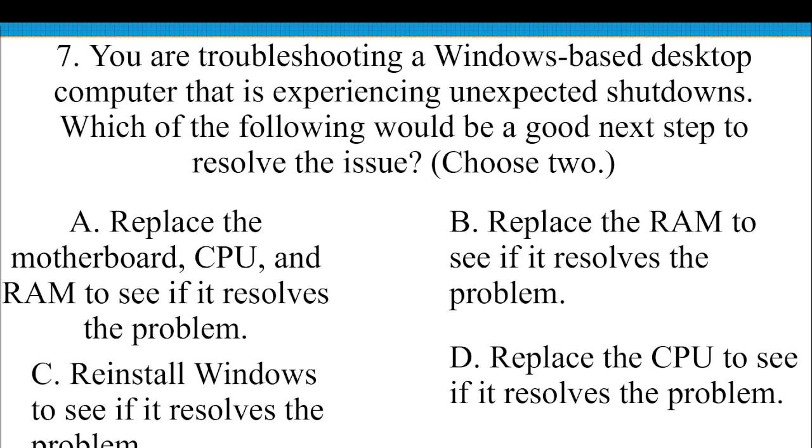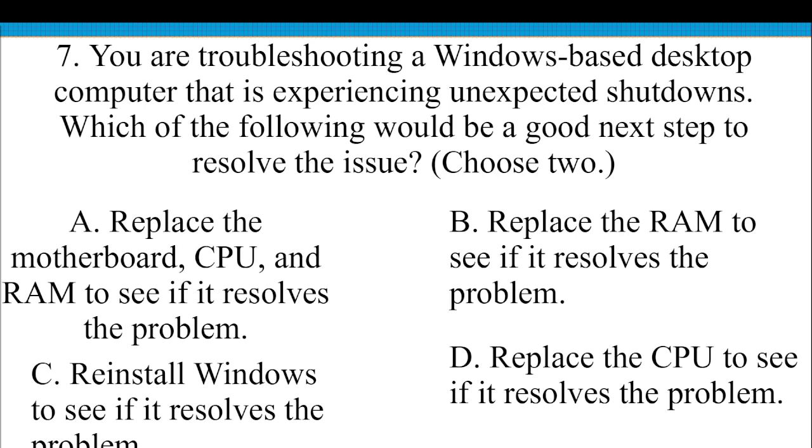Question number 7. You are troubleshooting a Windows-based desktop computer that is experiencing unexpected shutdowns. Which of the following would be a good next step to resolve the issue? Choose 2. A. Replace the motherboard, CPU, and RAM to see if it resolves the problem. B. Replace the RAM to see if it resolves the problem. C. Reinstall Windows to see if it resolves the problem. D. Replace the CPU to see if it resolves the problem.